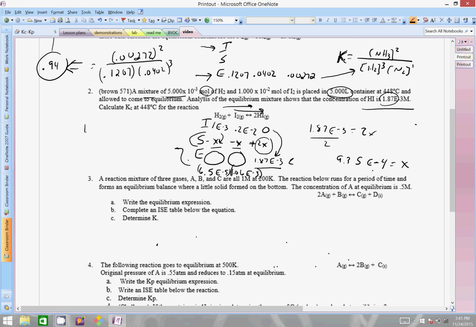This is going to be 1.87 e to the negative third squared over 6.5 e to the negative fifth times 1.06 e to the negative third. Plug all those out, and we'll have our K value. 1.87 e to the negative third squared is 3.49 e to the negative sixth. Divide that by 6.5 e to the negative fifth.